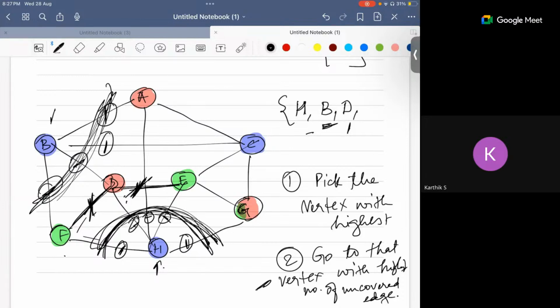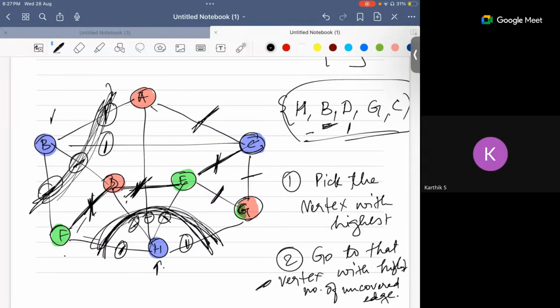Next, let's move to the right side of this graph. From the right side, for example, I took G. If I take G, GC will be covered. Then which edges are left? C is left, so you have to take C. If you take C, the remaining edges are also covered.